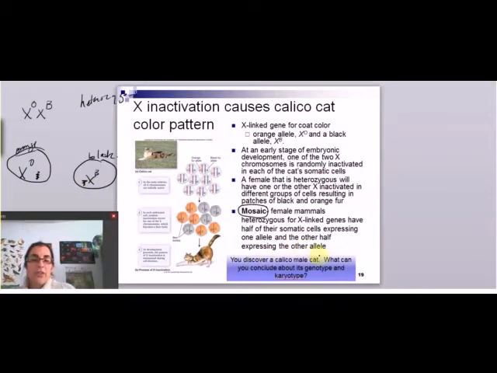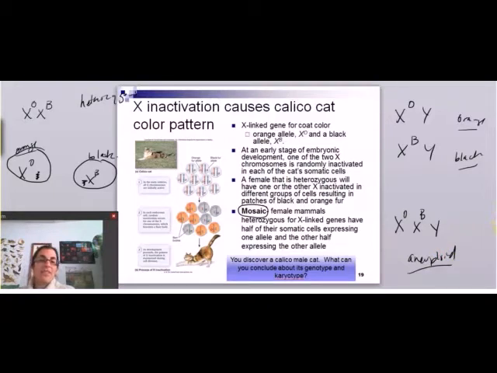So you discover a calico male cat. What can you conclude about its genotype and karyotype? Well, remember that if orange and black are carried on the X chromosomes, males should normally only inherit one. So they should either be orange or black. So you should not normally see a calico male. If you do see a calico male, that means they have the orange and black allele. They must have two X chromosomes and a Y chromosome. So they're aneuploid. They have three sex chromosomes. And that's the only way you can have a male calico cat.